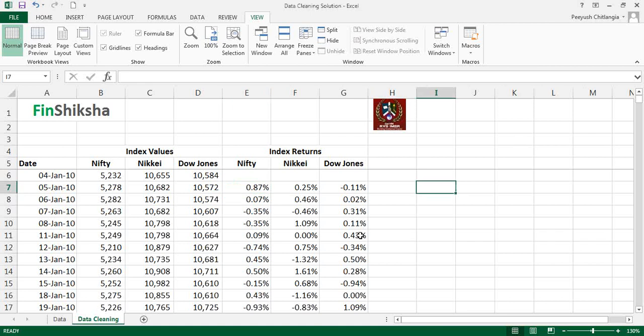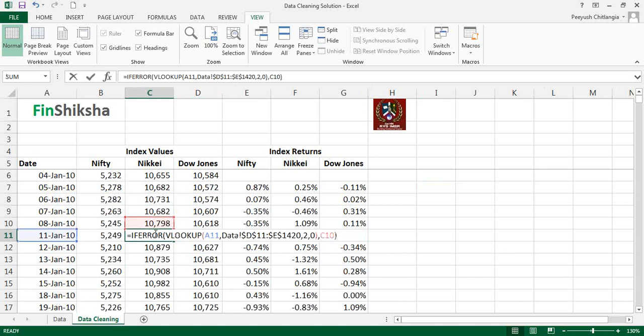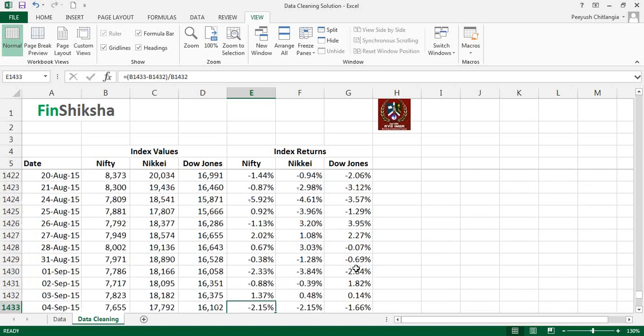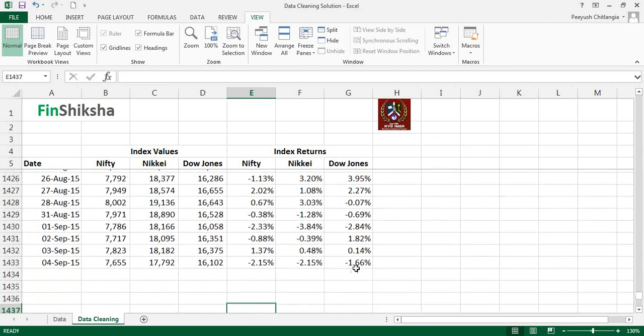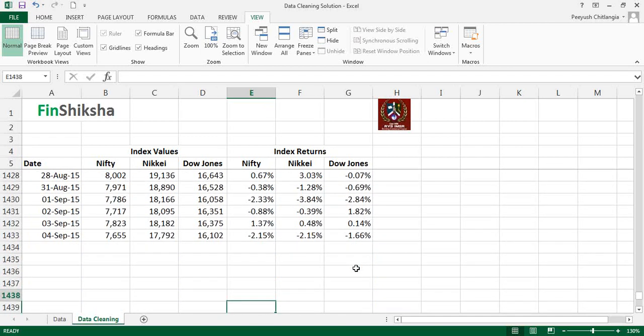In our previous section, we had already seen the calculation of returns for the three indices Nifty, Nikkei, and Dow Jones, and that was done after cleaning the database and putting the data for days when the data was not available by using the IFERROR condition. Now we move ahead and calculate the rest of our data points around the returns of these indices.